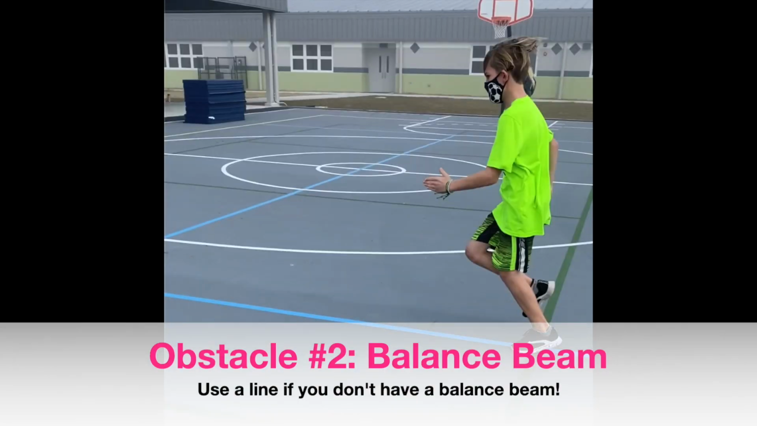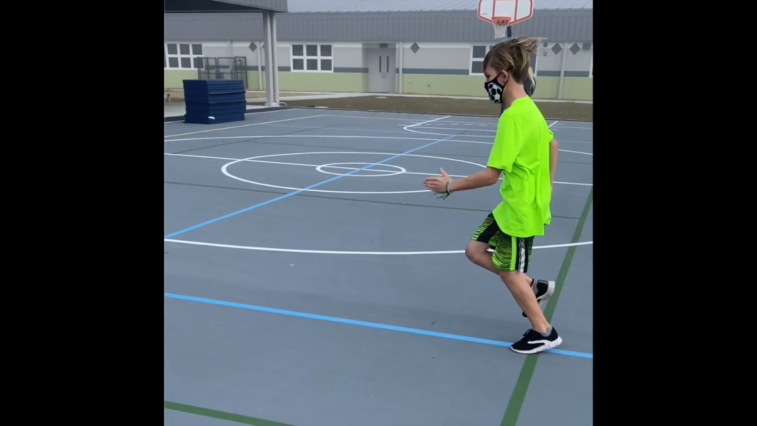The next obstacle is balancing on a line and either walking on that line, or students may run on that line. The key is both feet must stay on the line the whole time. They cannot step off. If you have a balance beam, this would be a great opportunity to use that as an obstacle.